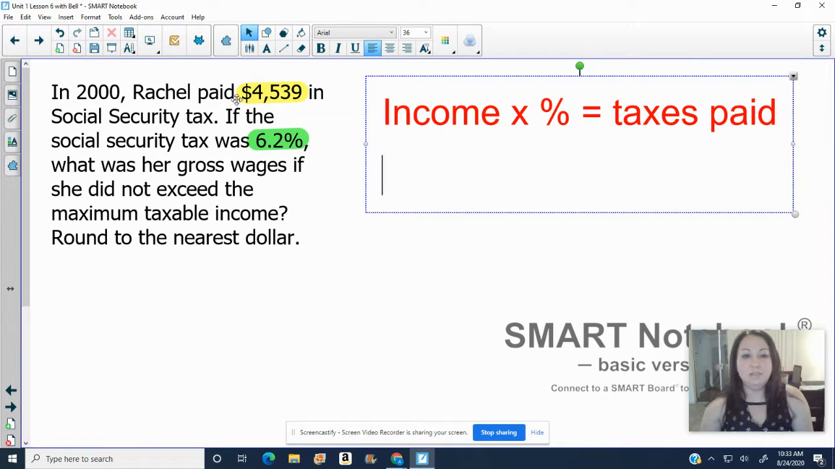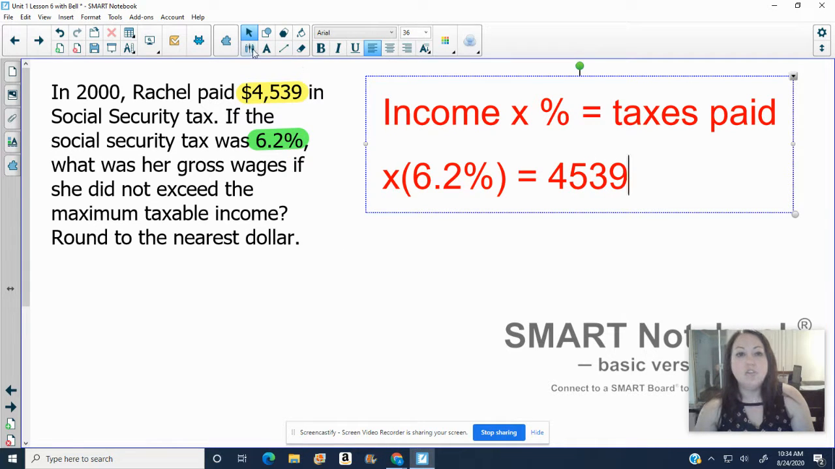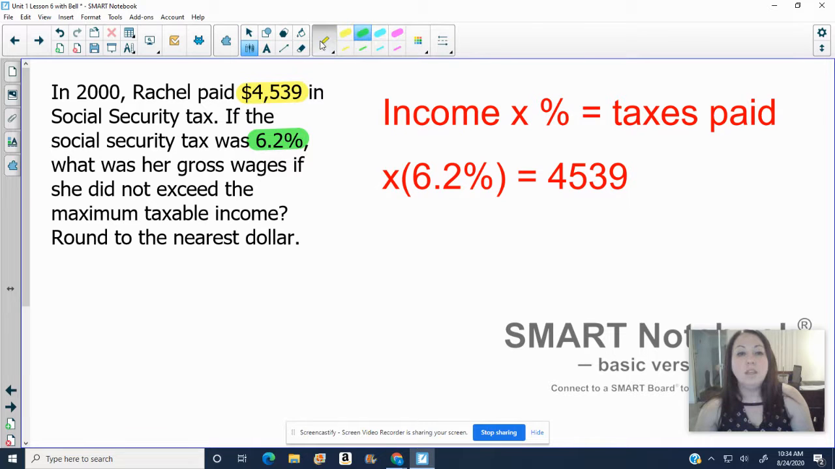Now in this example, they gave me the taxes paid, $4,539, and they gave me the percent. So they did not give me the income. We can call that whatever we want to. I'm just gonna call it X for income. And I'm gonna multiply that by my percentage, 6.2%. And I'm gonna set that equal to my taxes paid in the amount of $4,539. Okay, so just like in that previous example, this one we have to set up the equation so that we can solve it out.